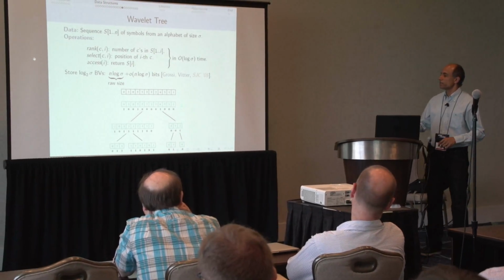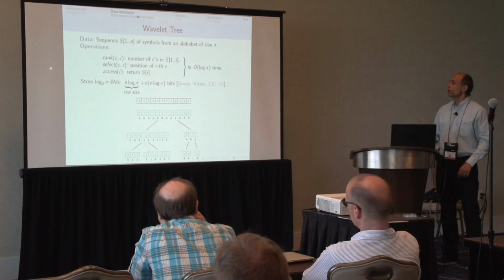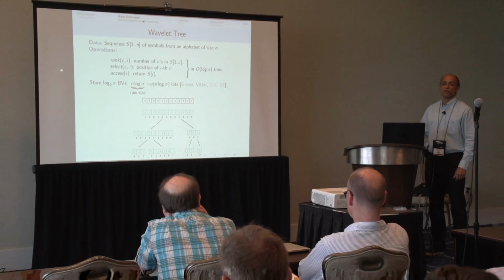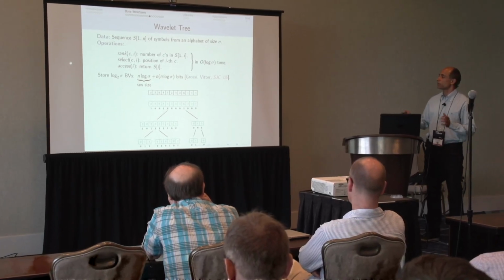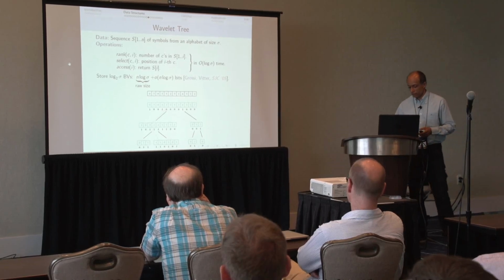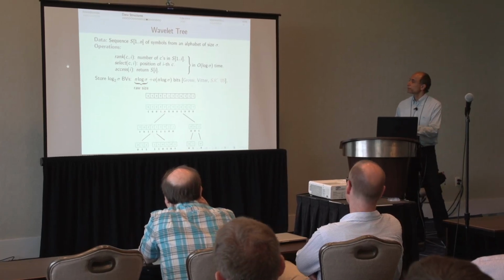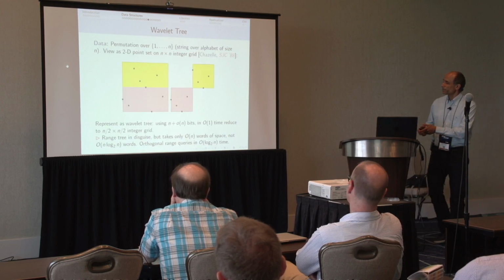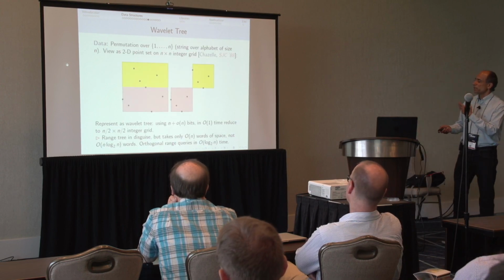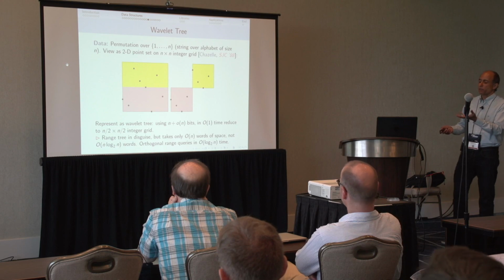And you continue like this, and you get a tree of height order log sigma, and it's very easy to see how to do these rank operations by just walking down this tree. So it's pretty straightforward. This is a really nice data structure, very useful. The alphabet doesn't have to be particularly small.